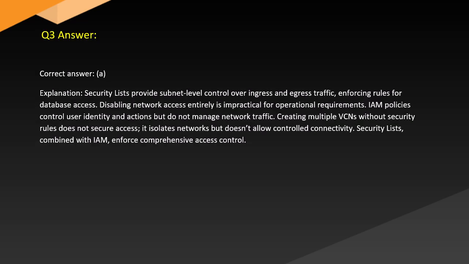Answer. Correct answer: A. Explanation. Security lists provide subnet-level control over ingress and egress traffic, enforcing rules for database access. Disabling network access entirely is impractical for operational requirements. IAM policies control user identity and actions but do not manage network traffic. Creating multiple VCNs without security rules does not secure access. It isolates networks but doesn't allow controlled connectivity. Security lists combined with IAM enforce comprehensive access control.